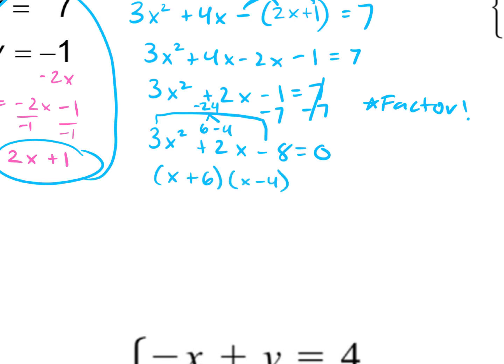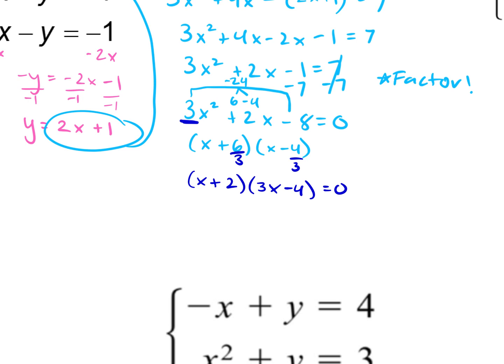What do we have to remember to do if we start by multiplying? Divide. So we're going to divide both of these by 3. So x plus 2 times 3x minus 4 is equal to 0. x equals negative 2. Awesome. x equals negative 2 and x equals 4 over 3. Perfect.